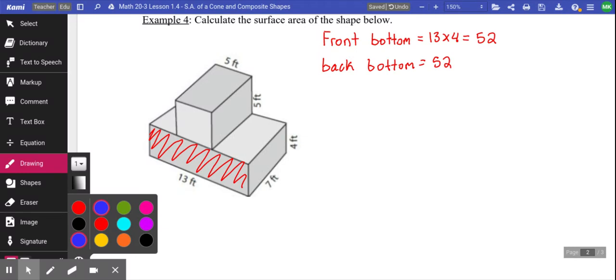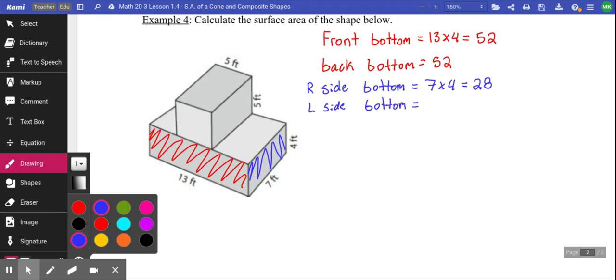Then we're going to do the side of the bottom. Right there, 7 times 4, 28. And if we do the left side of the bottom, it's going to be the same. So I got my right side of the bottom, 28. My left side of the bottom over there, also 28.